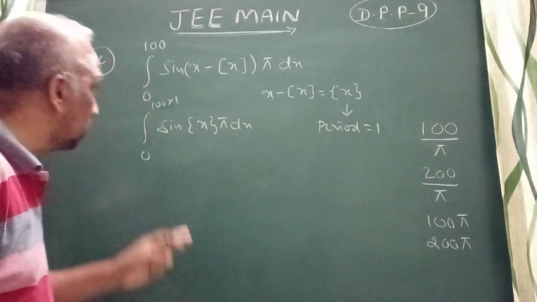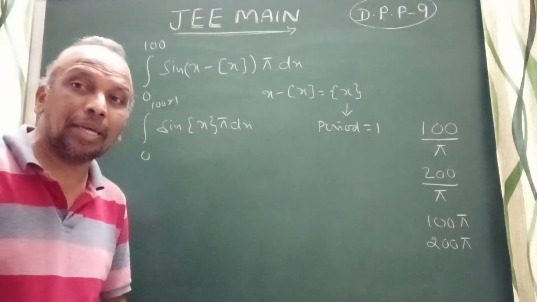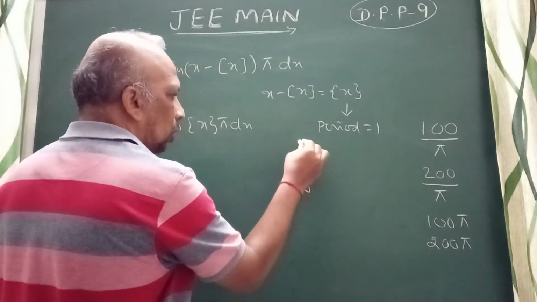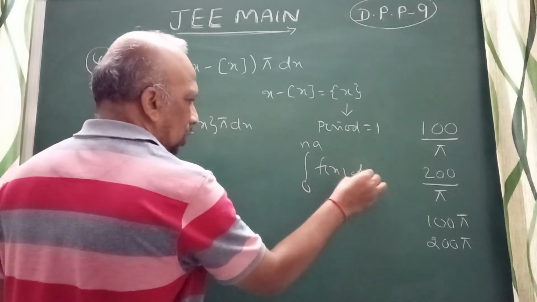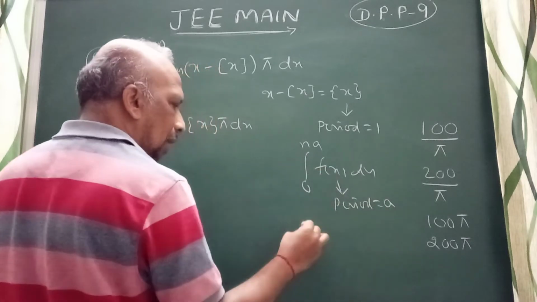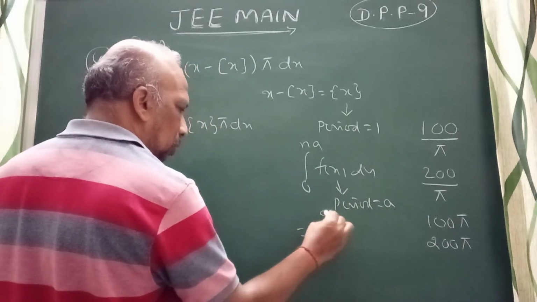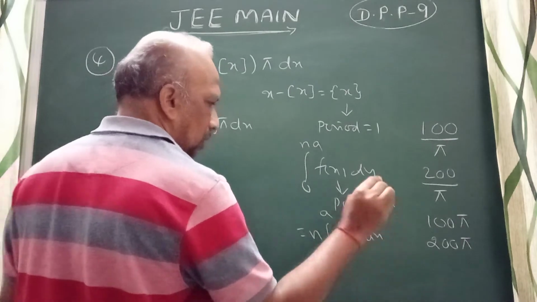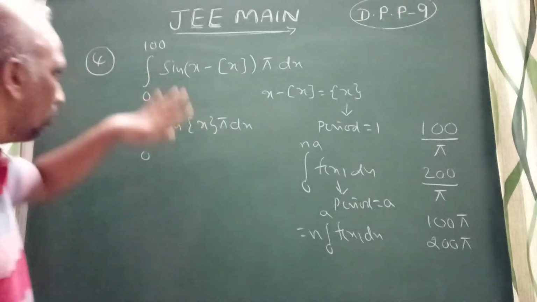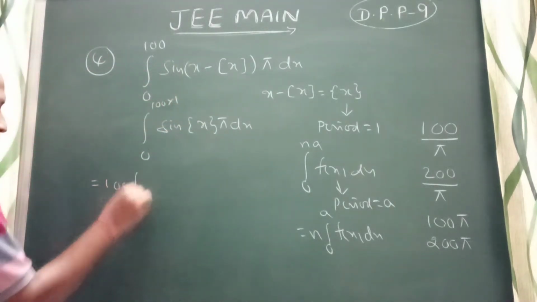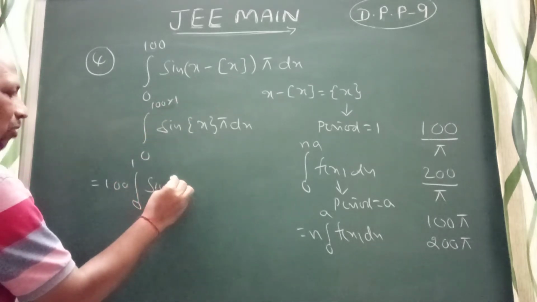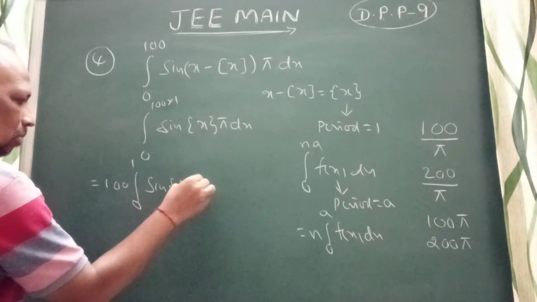So here the property is: the integral from 0 to n a of f of x dx, where a is the period of this function, equals n into the integral from 0 to a of f of x dx. If the period is a, I can write n into 0 to a. So I can write here 100 into the integral from 0 to 1 of sine of the fractional part of x, pi dx.